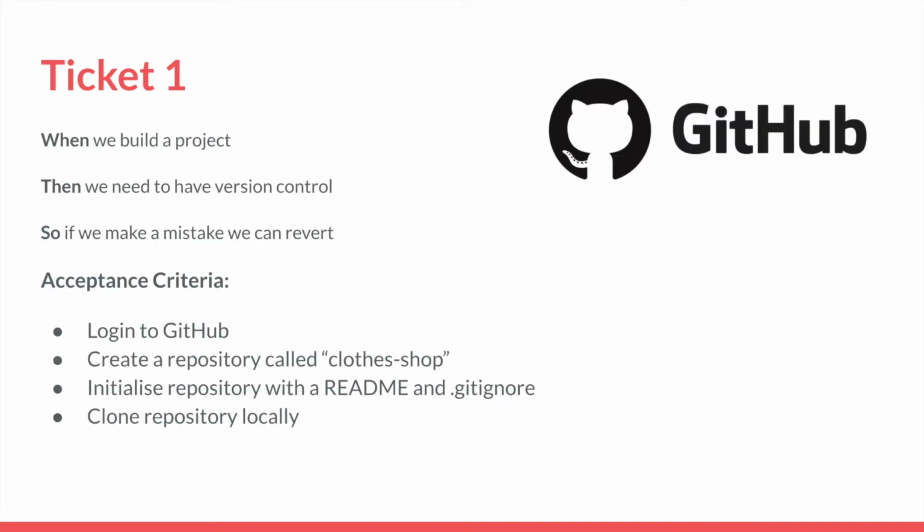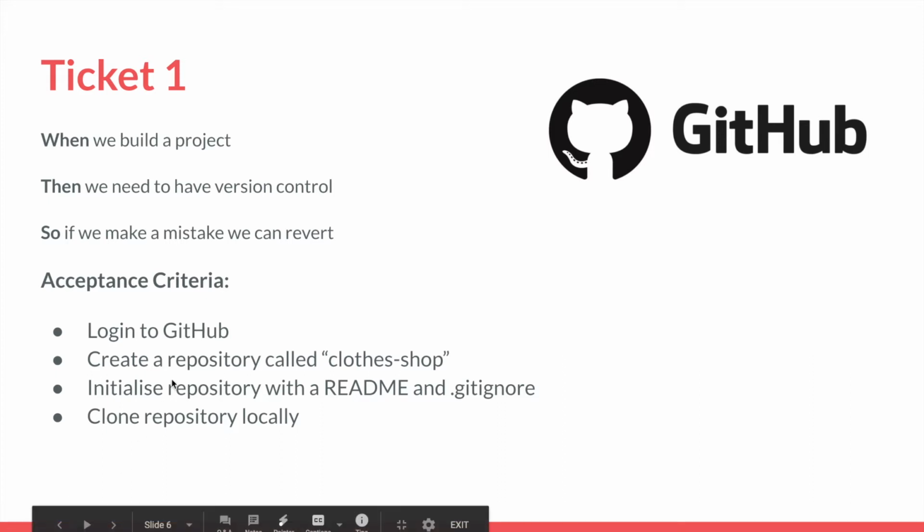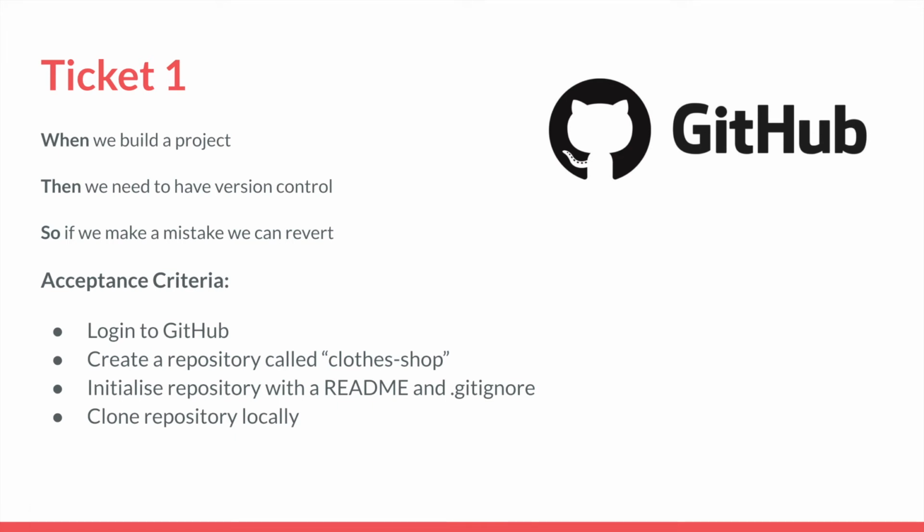So without further ado, here is the first ticket for this project, and it will probably be the smallest. Each video in this series will start with a ticket like this for us to work through. It's important to take some time at the beginning of a ticket to fully understand what is required. In this ticket, we're going to log into GitHub. We'll create a repository called clothes shop. We'll initialize it with a readme and a gitignore, and then we're going to clone it locally to work on in future tickets.